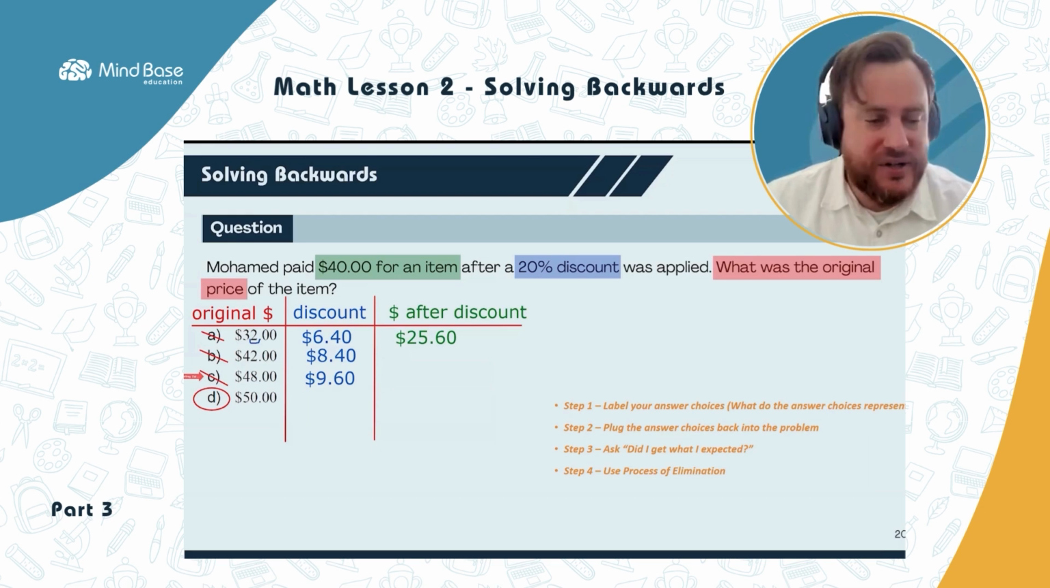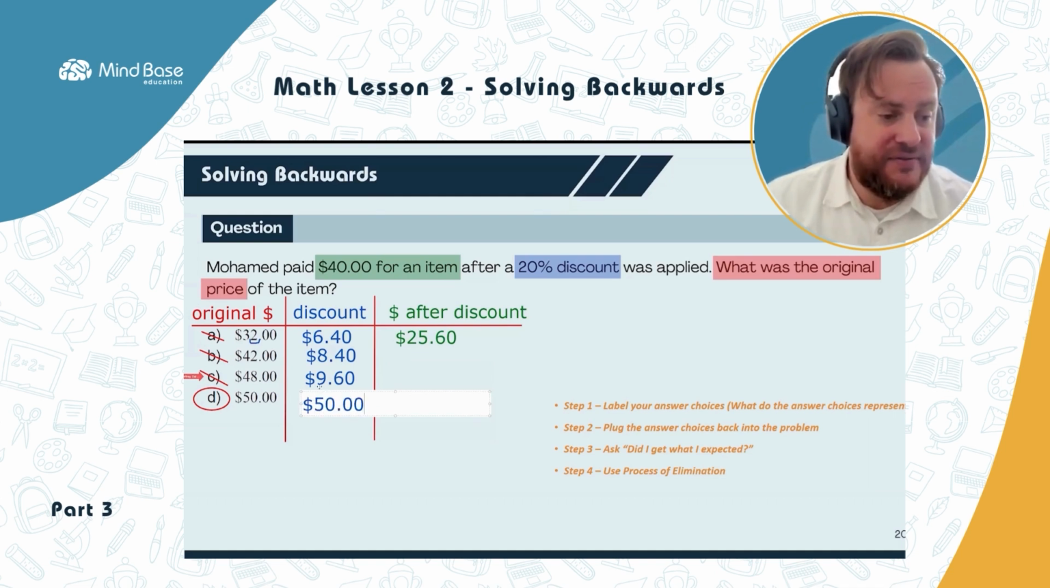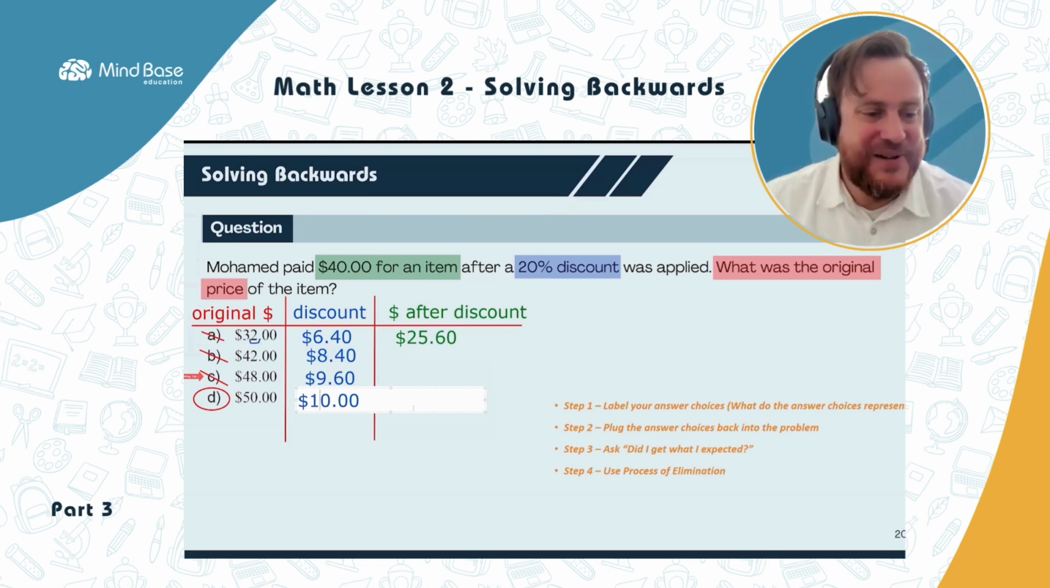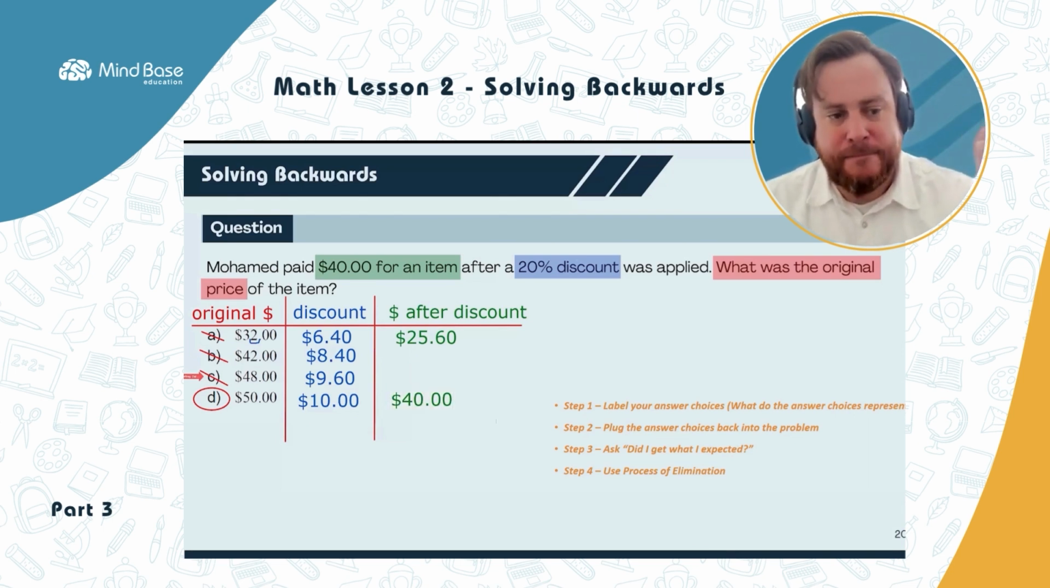And if you're not sure, well, we can do it together. If your original price is $50, 20% is going to be $10. And look at that. The price after a discount is going to be $40. That is what we expected. We have the correct answer.